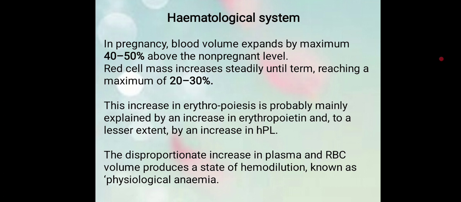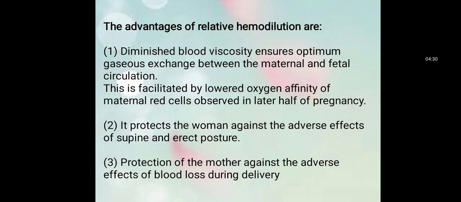Hematological system. In pregnancy, blood volume expands by 40 to 50% above non-pregnant level, while RBC mass will increase by 20 to 30%. This disproportionate increase between RBCs and plasma will produce a state of hemodilution known as physiological anemia. Even so, this physiological anemia has many advantages.